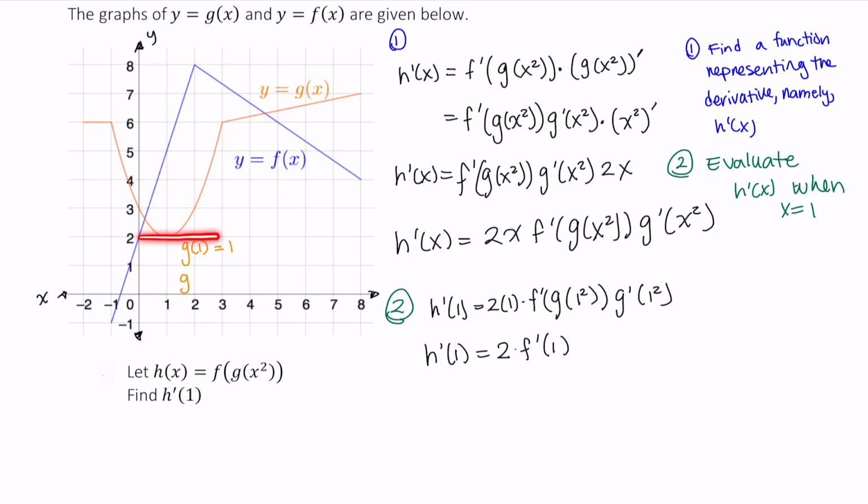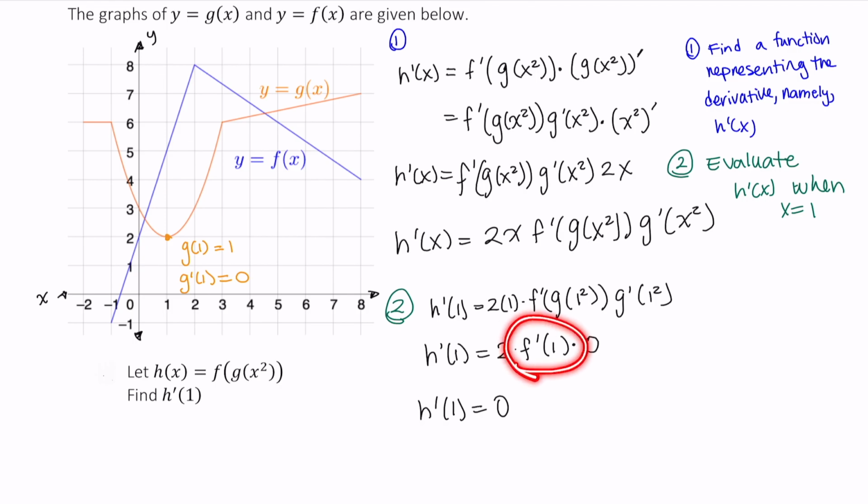Notice that the tangent line here would be a horizontal line, so g prime of 1 is equal to 0. So we're going to multiply this by 0, and at this point, we don't really need to find what f prime of 1 is since we're multiplying this by 0. This means h prime of 1 is equal to just 0.